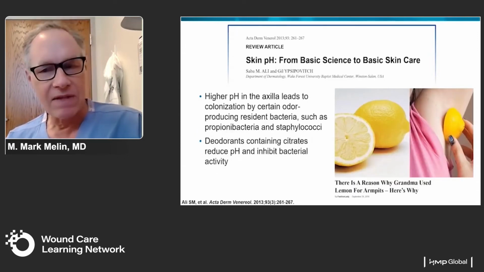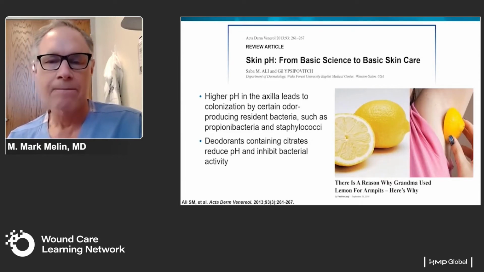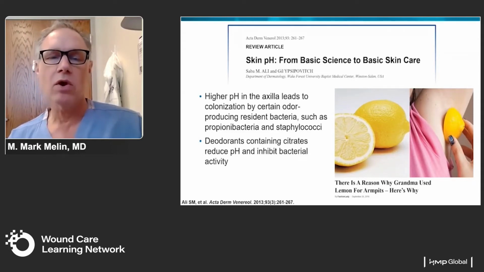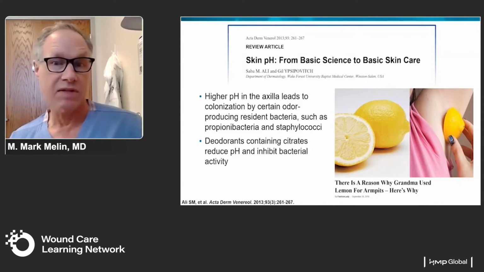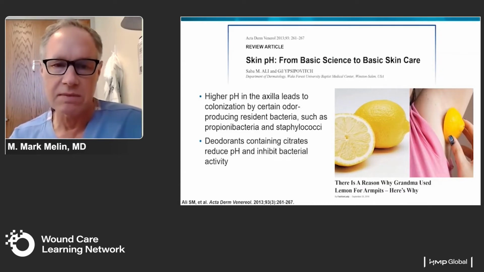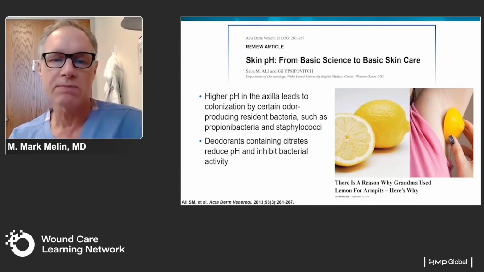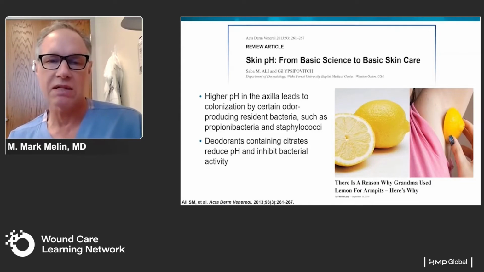Now, you may laugh at this, but I remember my grandma talking about using oranges, so citric acid, to control odor in the axilla. We know that if you look at the body, there are different areas that tend to have different smells, and typically that's because they're colonized by different types of bacteria. These tend to be the areas that get moist and are in dark areas.